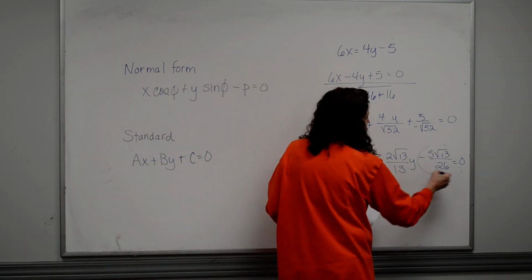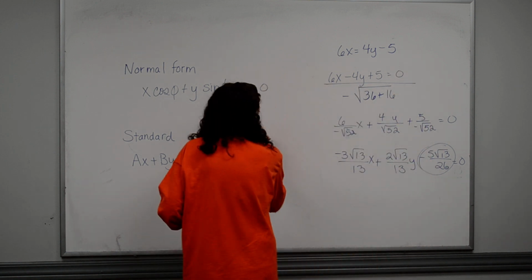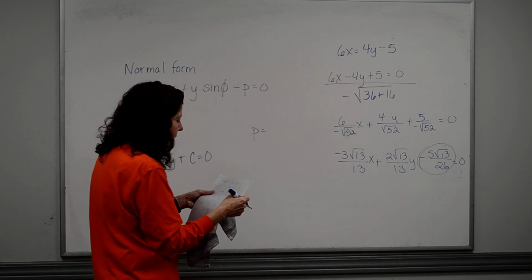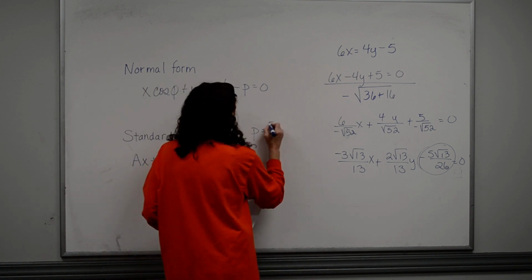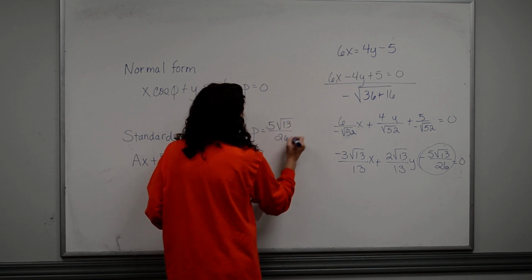Now that right there, you've got a start in the right direction. You can find your p from that. So that's your p, which is what they're asking you for. So p is equal to, and it's neither positive nor negative because it's a distance. So p is equal to 5 on the square root of 13 over 26.